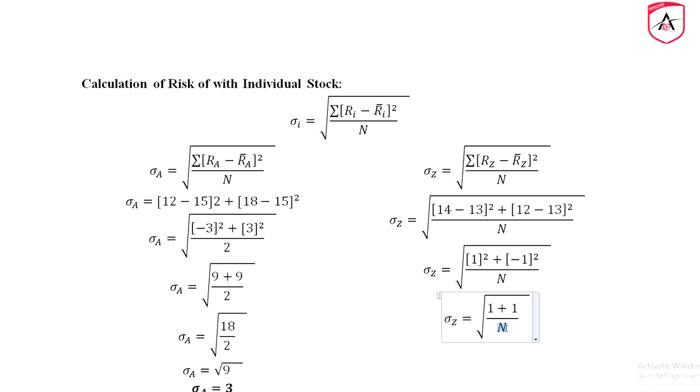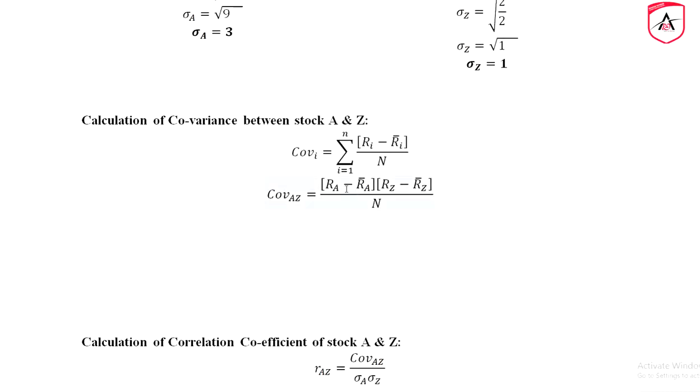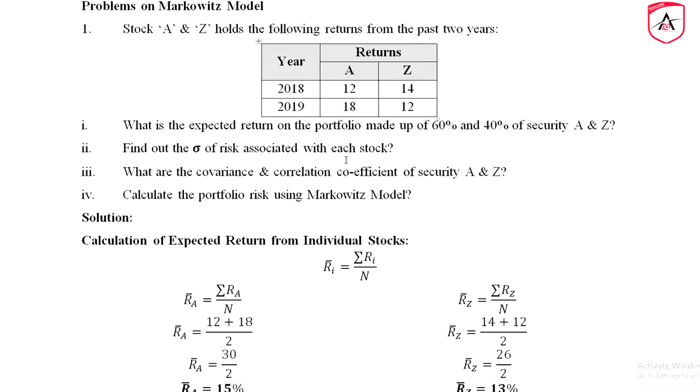So number of years is 2. If you add this, 1 plus 1 is 2, and now 2 by 2 is 1, and if you take out the root of 1, it is going to be just 1. The risk of this stock, stock Z, is going to be 1, right? And now what we have to do, similarly, after this risk, in the question he says to find out the standard deviation.